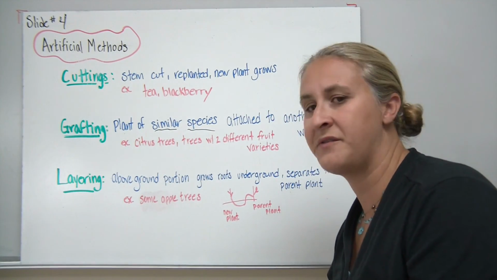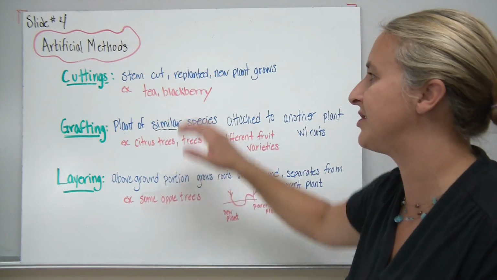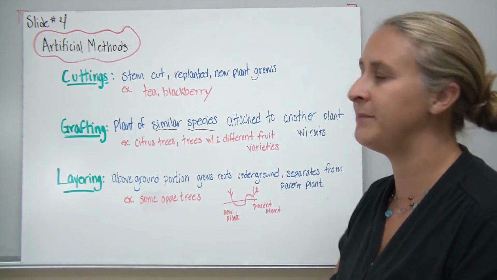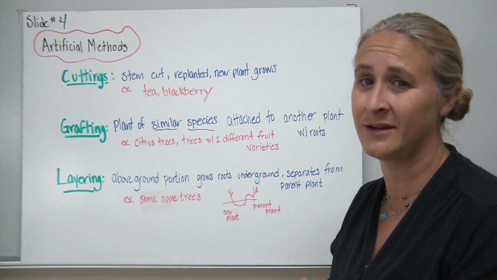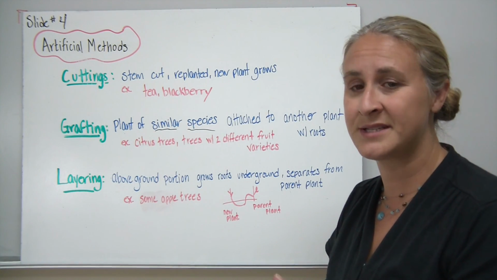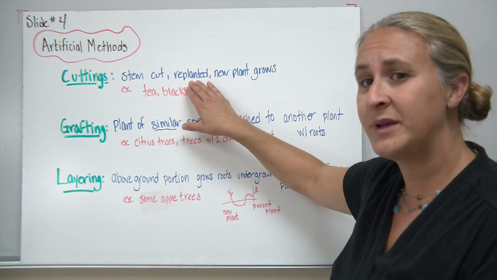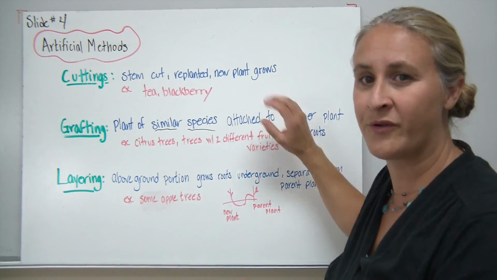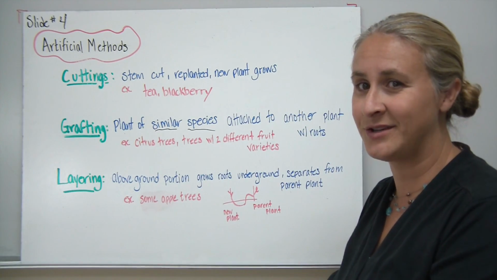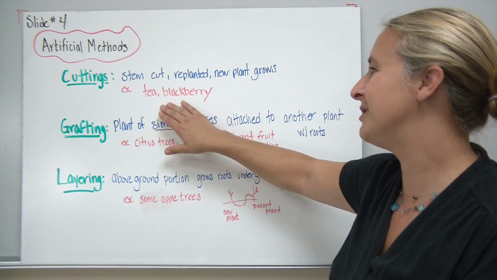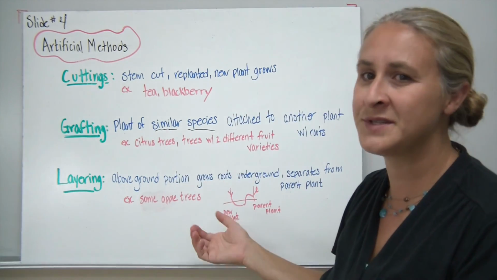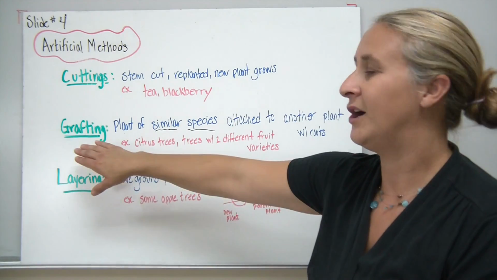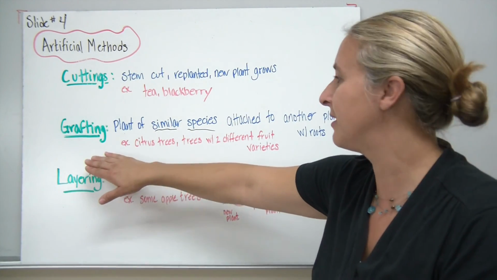We can also have artificial methods of vegetative propagation in plants. And there are three main ones that we're going to discuss. The first one being cuttings, and it's exactly what it sounds like. You would cut a piece of the stem off of the plant, replant it. You can either put it in water or soil, and a new plant would grow from that cutting, genetically identical to the parent. So you could do this with tea, blackberries, almost any plant you can manage to use a cutting, especially if it has soft stems. I'll show you some in class that we can do that with.